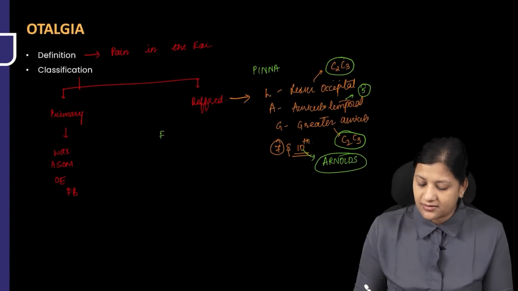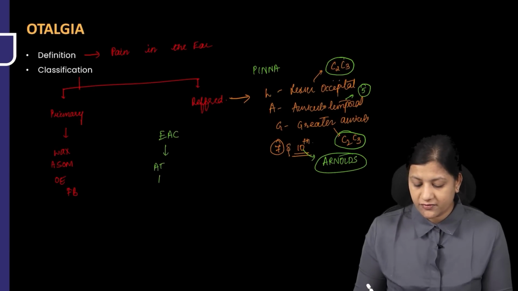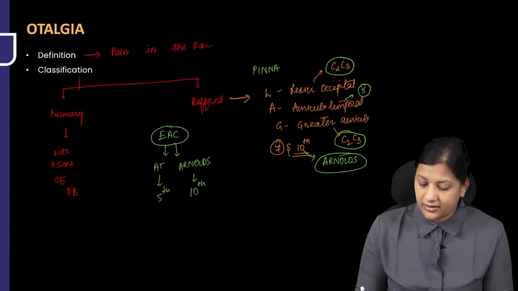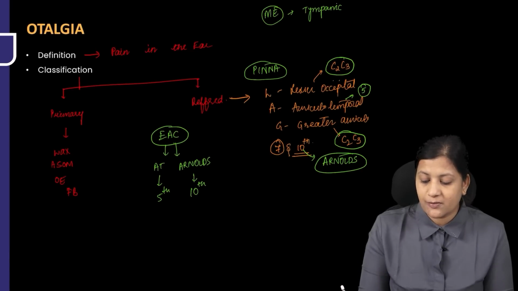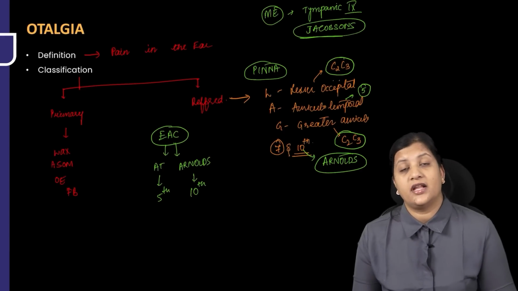The external auditory canal is supplied by the auriculotemporal nerve, a branch of the trigeminal nerve, and by the auricular branch of the vagus nerve, called Arnold's nerve, a branch of the 10th nerve. The middle ear is supplied by the tympanic branch of the glossopharyngeal nerve. This tympanic branch of the glossopharyngeal nerve we call Jacobson's nerve. We know all these nerves from our anatomy.